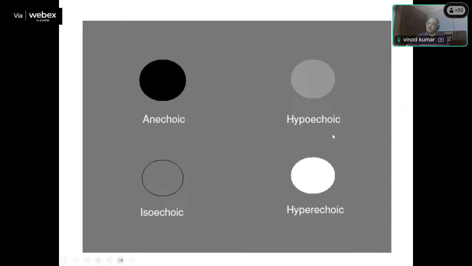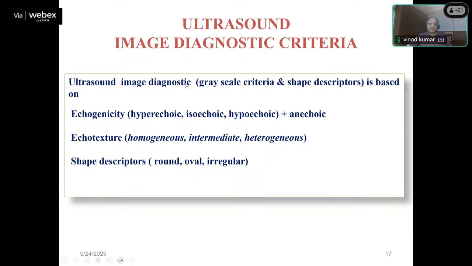So we will see the echo images. It may be black, it may be less black, it may be the same with respect to the surrounding area, or it may be brighter than the surrounding area. These are the 4 intensities we try to see in the tumor, and that is where the doctors also look at the tumor. In case of ultrasound images, 3 parameters are generally taken. One is echogenicity: hyperechoic, isoechoic, hypoechoic, or anechoic, meaning no echo.